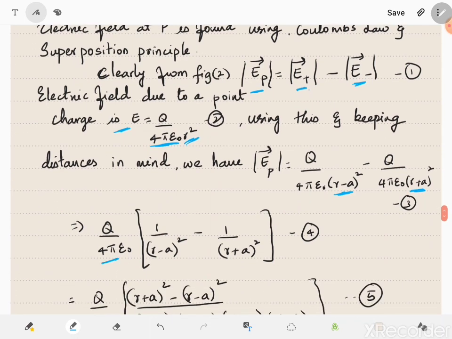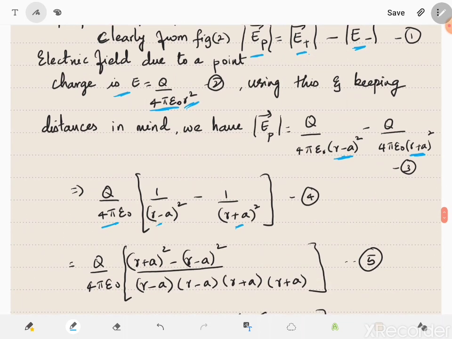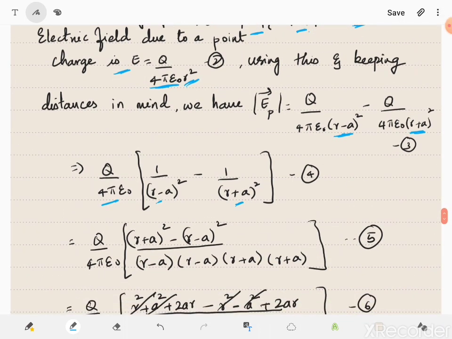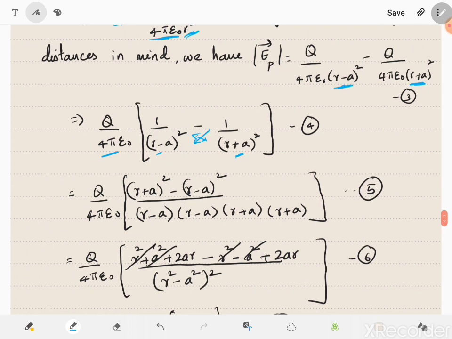Q by 4 pi epsilon naught is taken as common, and what do we have? We have 1 by R minus A the whole square and 1 by R plus A the whole square. Simplifying this expression with a little algebra, I will cross multiply the terms. R plus A whole square goes here and R minus A whole square comes here. I'm going to write this in a particular fashion in the denominator. R minus A and R minus A multiplied together gives me R minus A the whole square. R plus A into R plus A gives me R plus A the whole square.